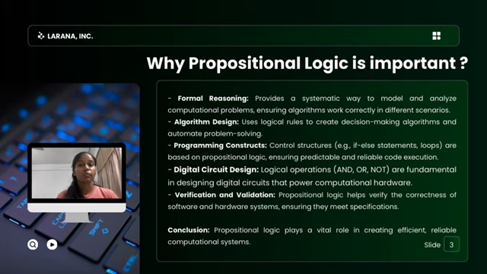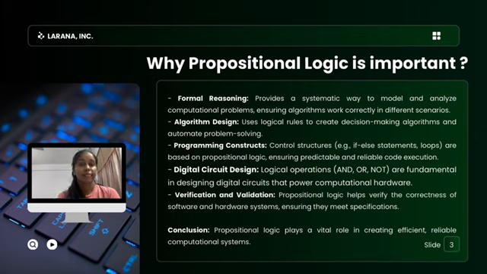Next, why is propositional logic important in computer science? One of the reasons is formal reasoning. It provides a systematic way to model and analyze computational problems, ensuring algorithms work correctly in different scenarios. Second, algorithm design. It uses logical rules to create decision-making algorithms and automate problem solving. Thirdly, programming constructs. Control structures, for example, if-else statements and loops, are based on propositional logic, ensuring predictable and reliable code execution.